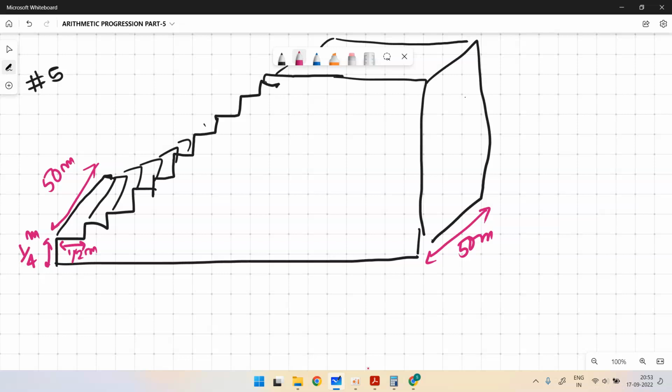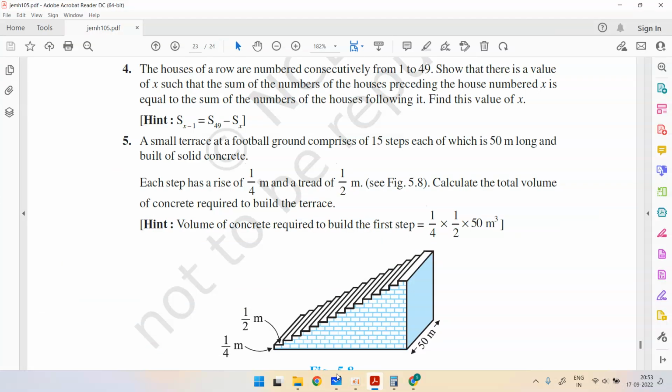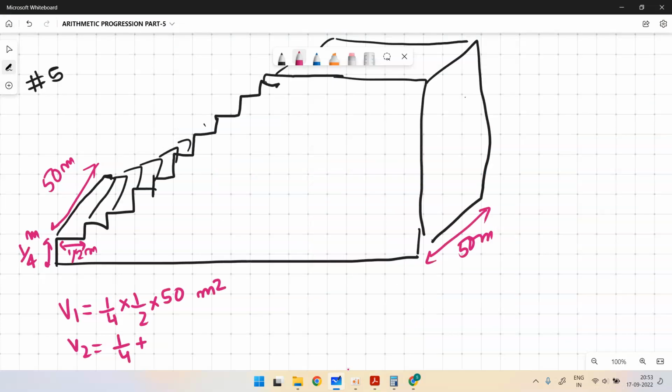So if you see the volume, the volume of the first step is 1 by 4 into 1 by 2 into 50 meter cube. For the second step, the height is increasing, the other things remain the same. The height is increasing by 1 by 4, since each step is 1 by 4 meter high. So the total height will be 1 by 4 plus 1 by 4, into 1 by 2 into 50 meter cube.